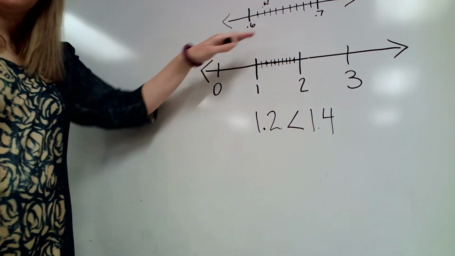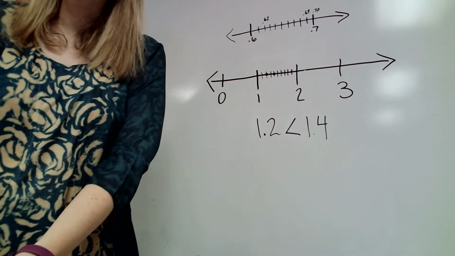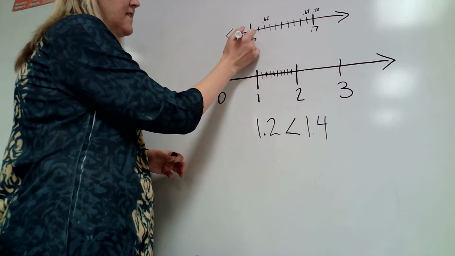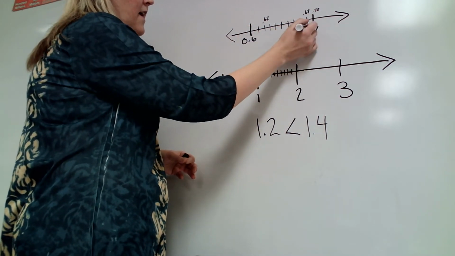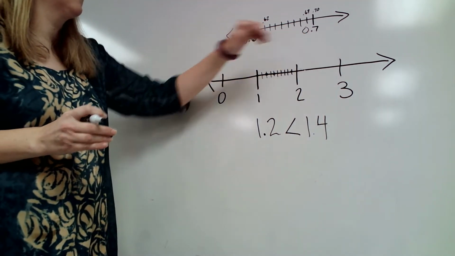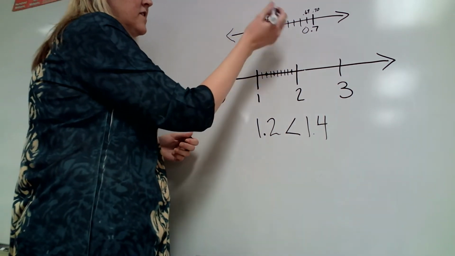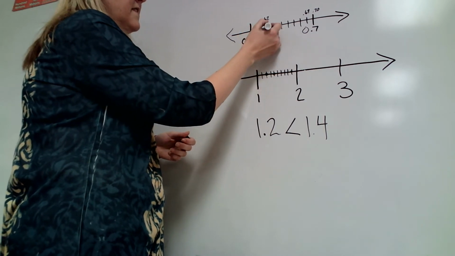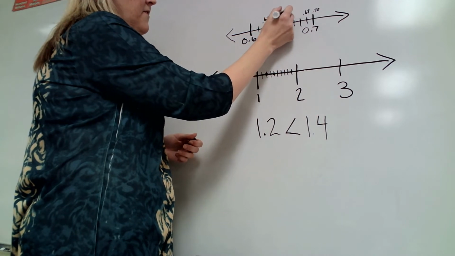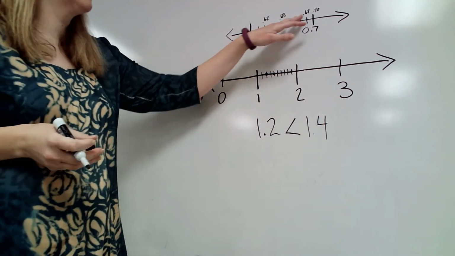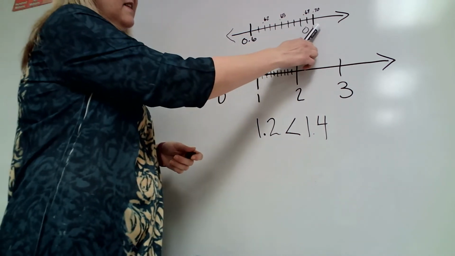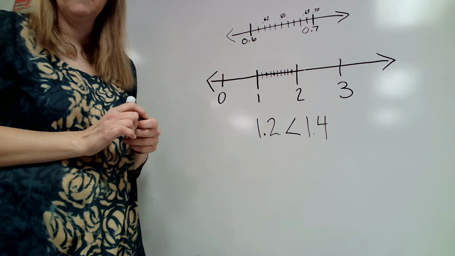Then up here, I can break it down to hundredths. So I've got 6/10 here, and then I've got 7/10 here. So in between 6/10 and 7/10, I would have 61 hundredths, 62 hundredths, 63 hundredths, 64 hundredths. Here I've got 65 hundredths, and I just keep going, and then I get 69 hundredths, and then I go up to 7/10, which would be the same thing as 70 hundredths.